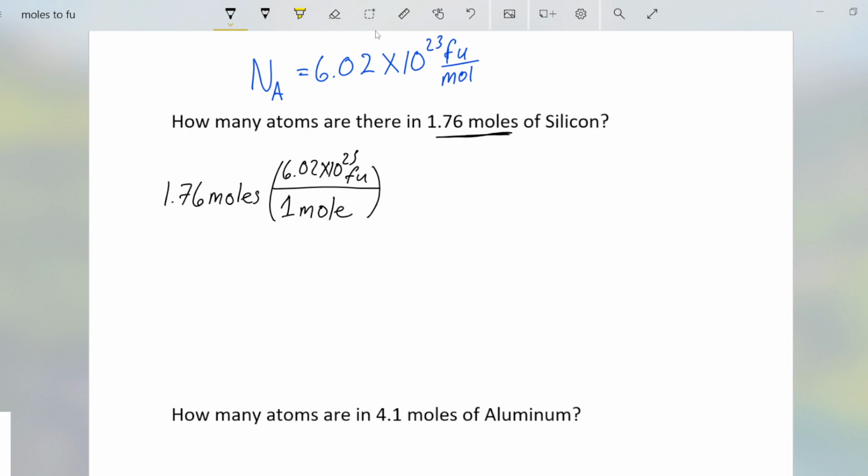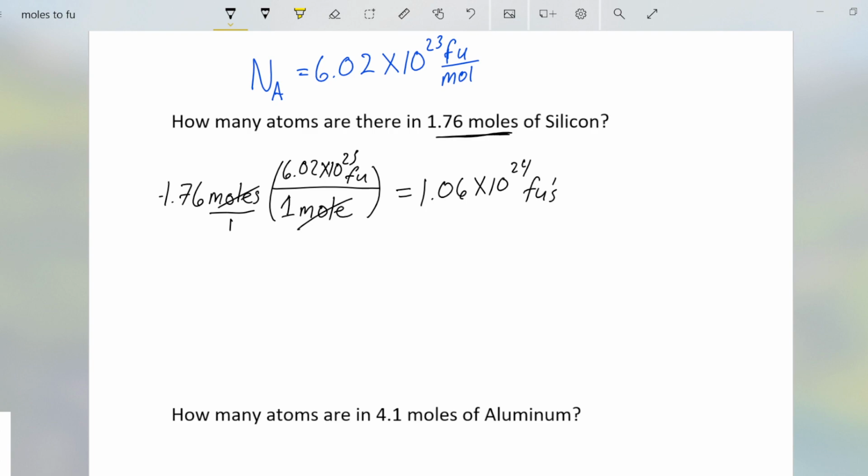Here, I have moles on top of a division. This is basically moles divided by 1. And here I have moles down below. And these cancel because we are dividing something by itself, and that just cancels out. So if I plug this into my calculator as 1.76 times 6.02 times 10 to the 23rd, I would get my answer. And when I put that in the calculator, the answer I get is 1.06 times 10 to the 24th FUs.